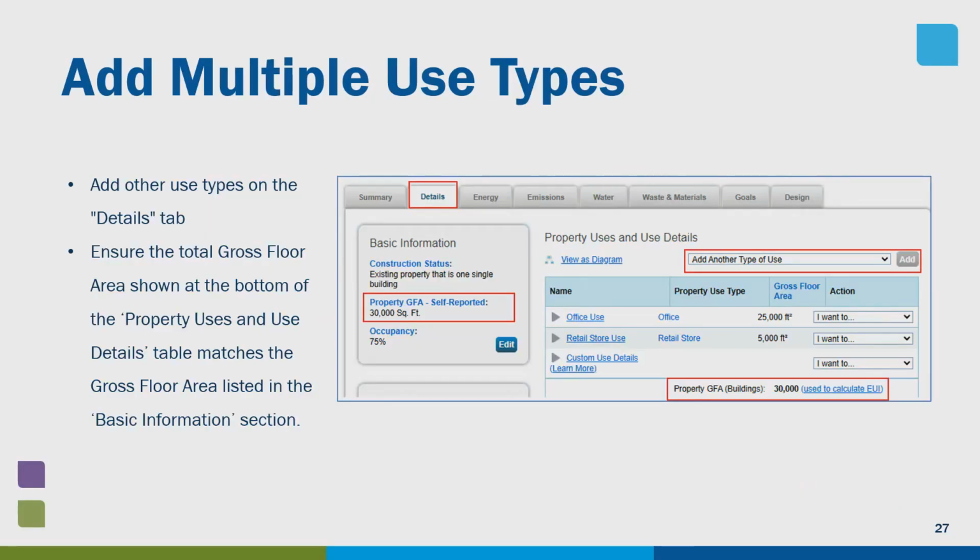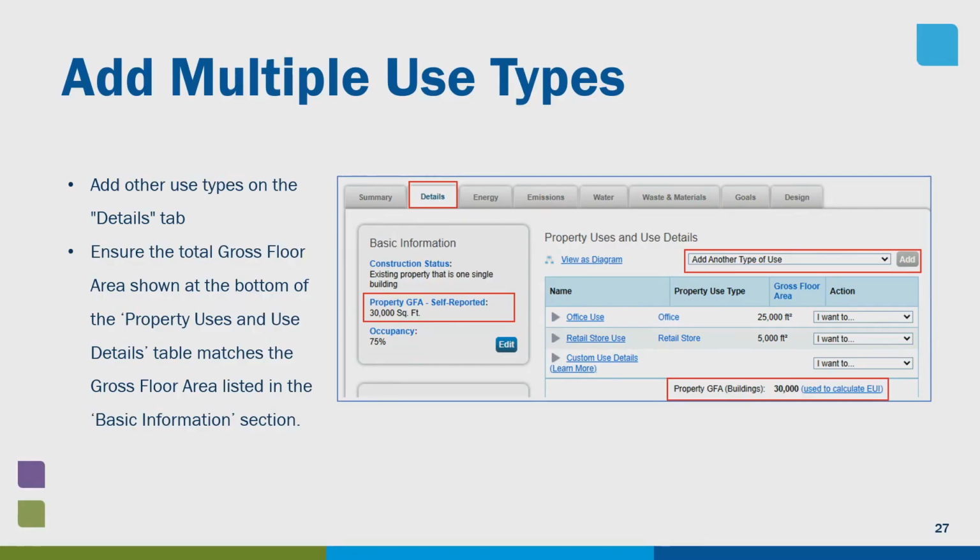If your property includes multiple use types, you can add them to your property by going to the Details tab. If you do not have more than one property use type, you may skip this step. To add a use type, select the property type from the Add Another Type of Use dropdown, then click Add. Complete the use details as previously described, then click Save Use. Repeat this process for each use type present at your property.